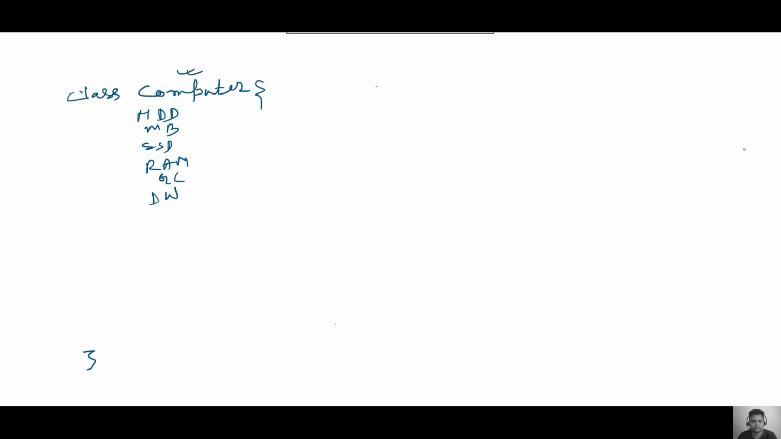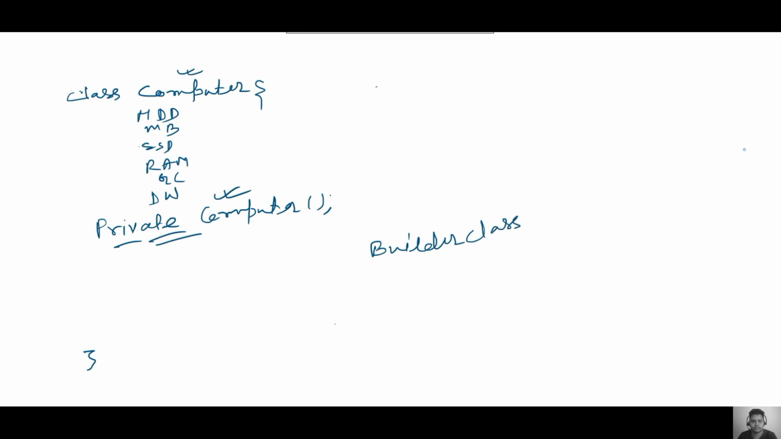First we need to make the constructor private for this class. So this is the private constructor. If this constructor is private, then the client code will not be able to access this constructor. So for that we need to create a builder class, and that should be an inner class of this class.